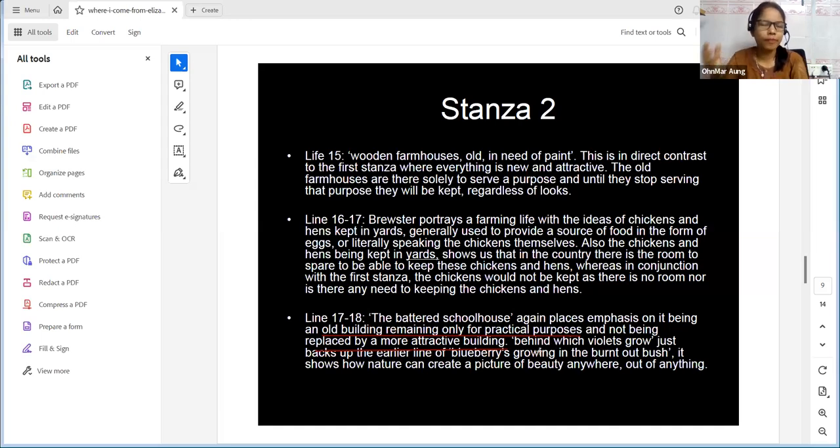And also, in the countryside, you could see the wild plants, like the violets, all right? They are growing at the back. It is naturally beautiful. Behind which violets grow. It means the early line of blueberries growing in the burnt out bush. So you could visualize the nature, right? The bush with beautiful flowers. So that is really picturesque, naturally beautiful, and no one can create that kind of picture. It means like that. Got it?